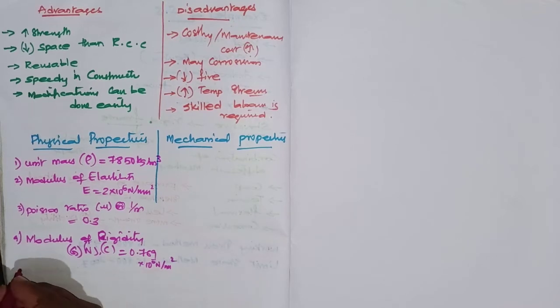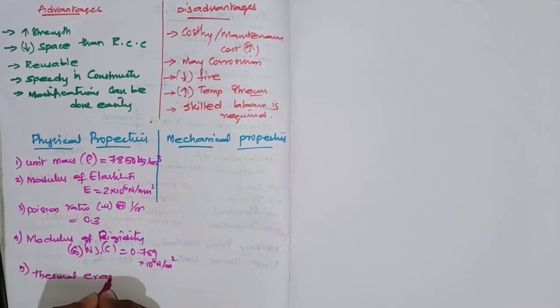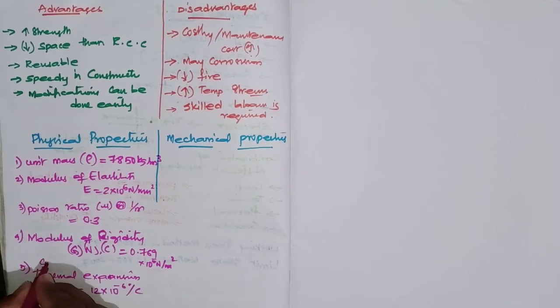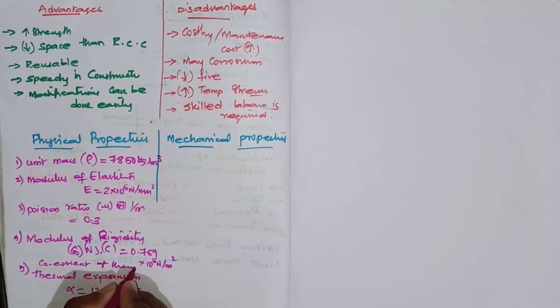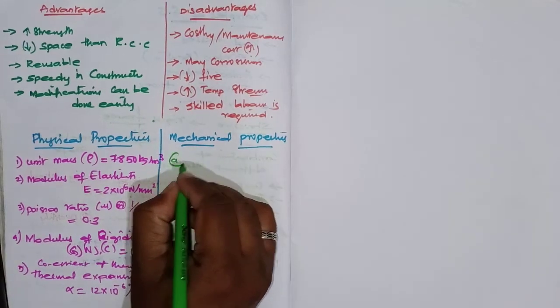And the last physical property is coefficient of thermal expansion, that is alpha equals 12 into 10 power minus 6 per degree centigrade. This is the coefficient of thermal expansion. And coming to the mechanical properties, first one is what?